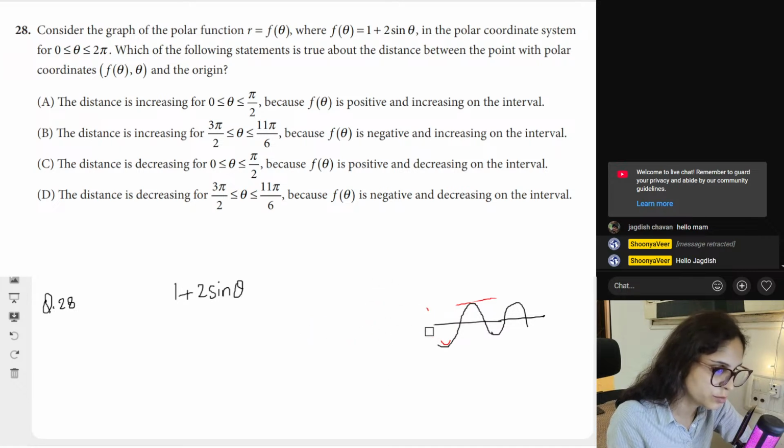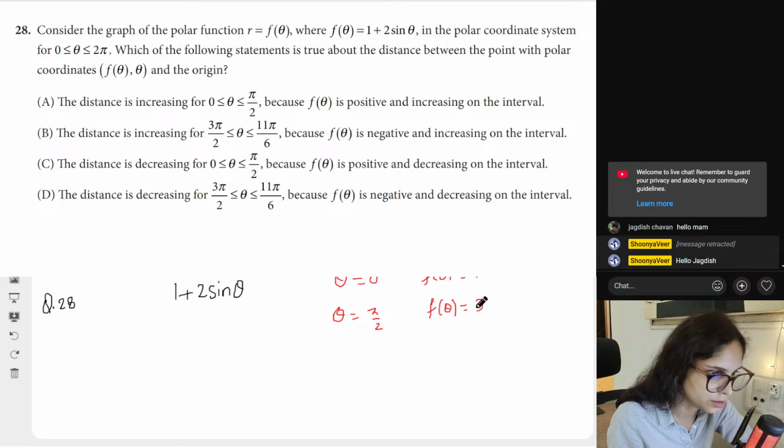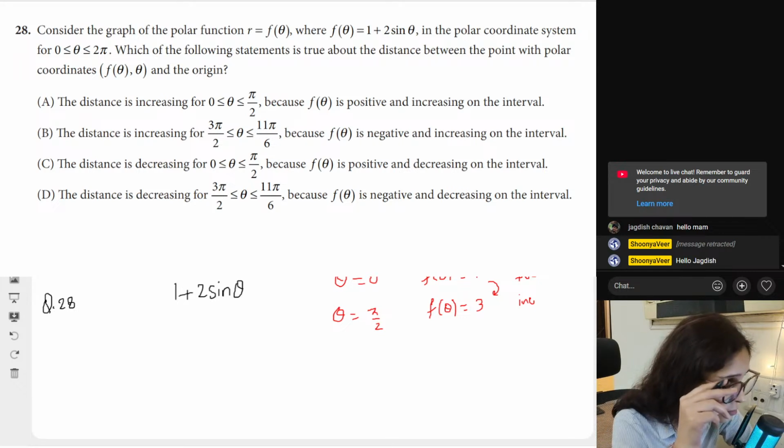Okay, so basically the period is 2 pi. I will just find the values when different values of theta are given to you. So when theta is equal to 0, sine 0 is 0, 1 plus 0 is 1. When theta is equal to pi over 2, this will be 3. So you're going from 1 to 3, it is positive and it is increasing. Okay, 0 to pi over 2, it's positive and increasing, that is correct. Option C is already gone out of the window.